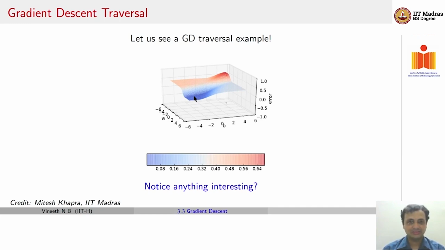Okay, so now just so we understand this, which is the local minima here? Where would you want your neural network to converge? At the deepest blue color, because that's where your error is least. So let's now initialize from a random point on this error surface and see what gradient descent does. Okay, watch carefully.